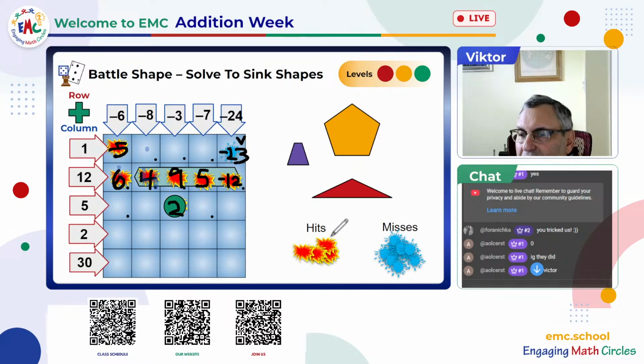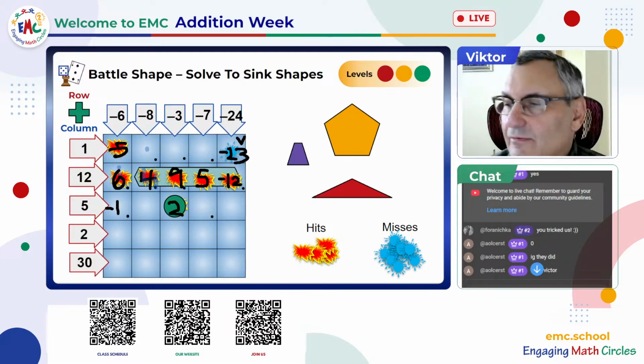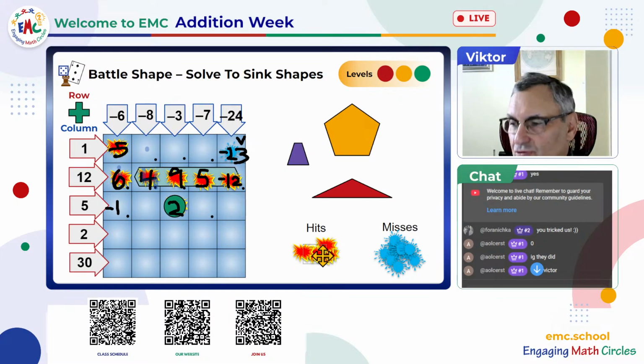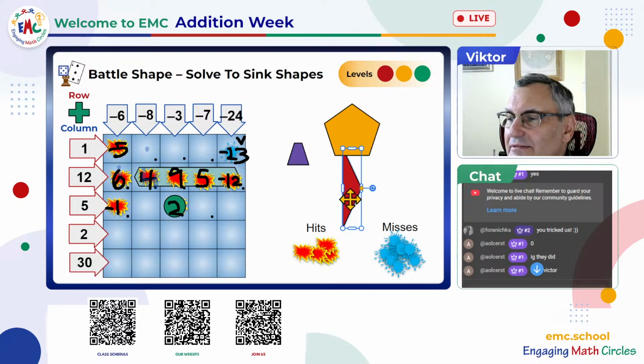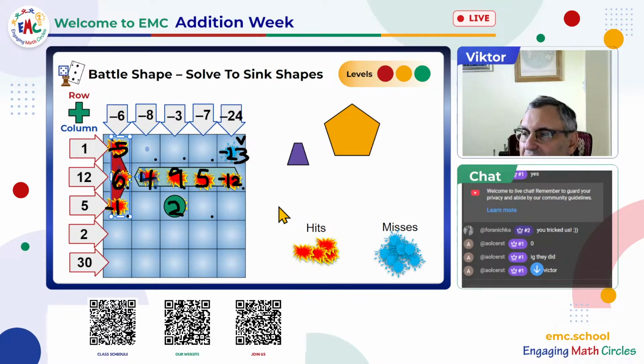5 plus negative 6 is 1, they say. Oh, but what's bigger, minus 6 or 5? Negative 6, oh, positive 5. They corrected it to negative 1. That's an excellent answer. Negative 1. Yes, it should be a hit too. That is a hit as well, sinking the triangle. We just have the trapezoid and the pentagon left to sink.